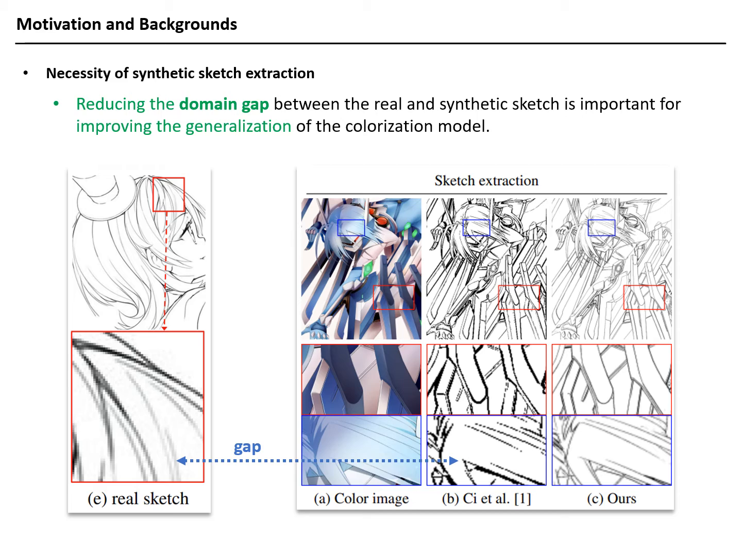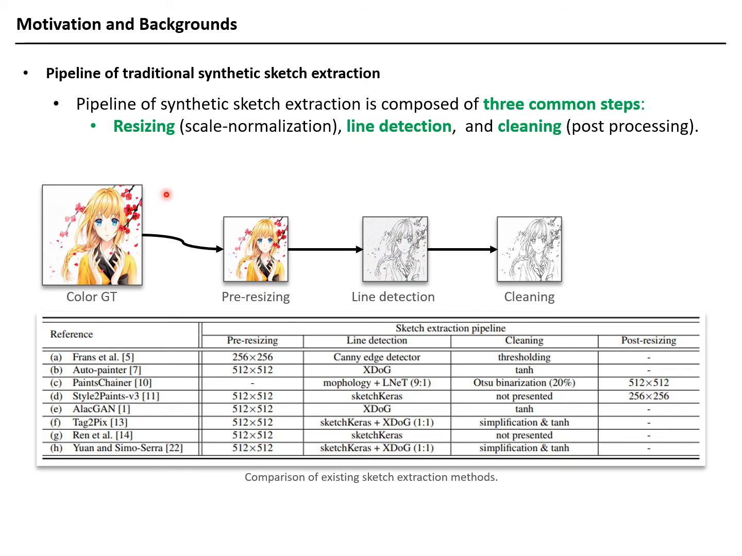And here, it is important to reduce the domain gap between the real and the synthetic sketch to improve the generalization of the colorization model. Typically, the pipeline of synthetic sketch extraction is composed of three common steps. The first one is the resizing for scale normalization, the second one is the line detection, and the last one is cleaning, such as binarization, thresholding, or simplification.